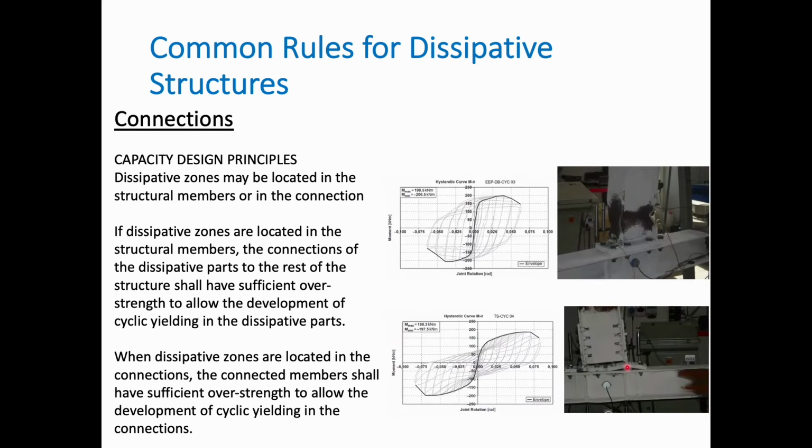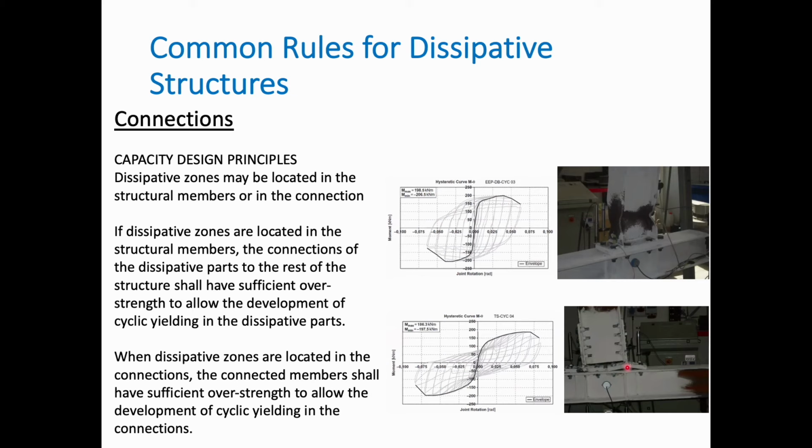For connections, we discussed this before. We said that the dissipative zones may be located in the structural members or in the connection, depending on which one you are over strengthening the other. So if the plastic hinge will happen in the connection, then the members connected to these should be over strengthened, and vice versa.